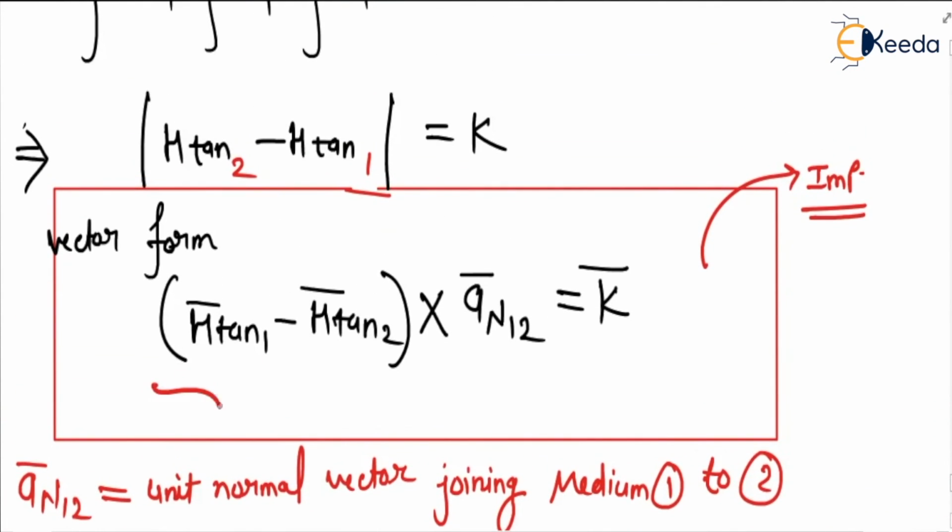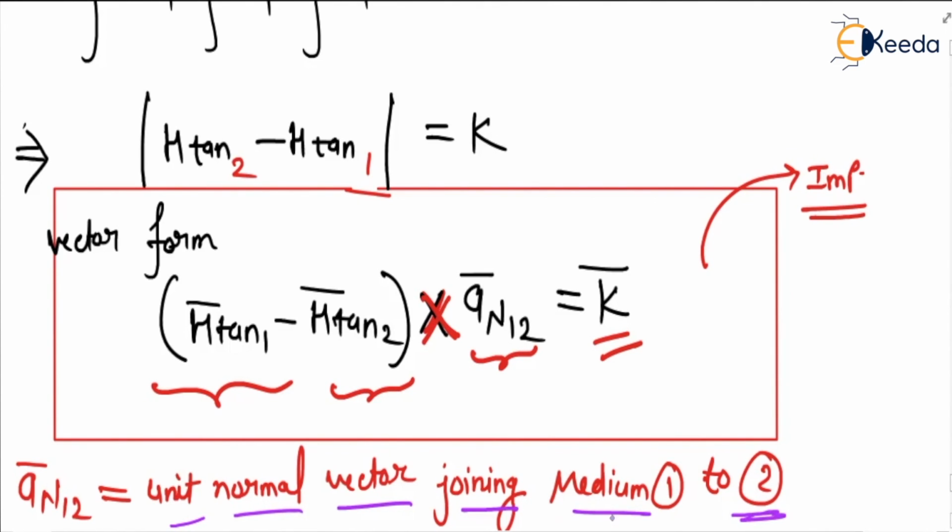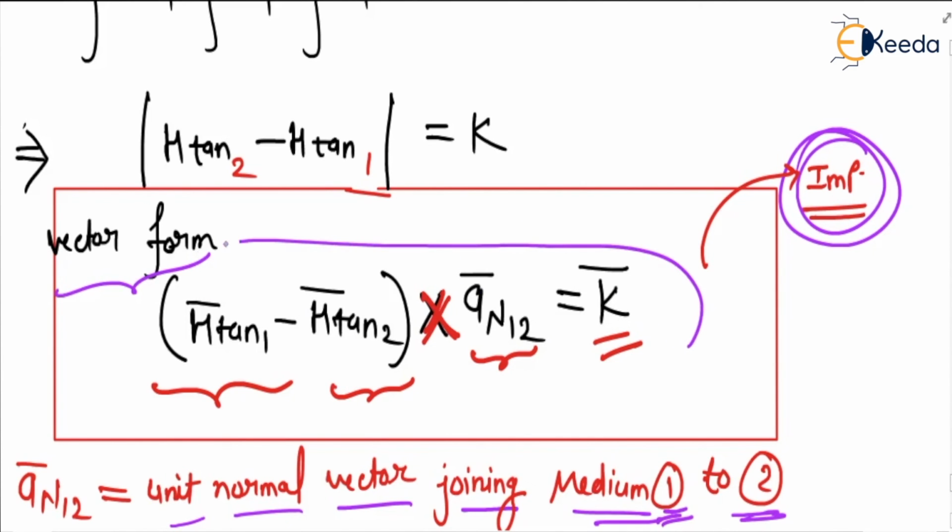Its vector form is H tan1 minus H tan2, cross product with a_N12, is equal to K. But what is a_N12? a_N12 is the unit normal vector directed from medium 1 to medium 2. So (H1 minus H2) cross a_N12 is equal to K. This is the important condition. Numericals come in the GATE exam and other competitive exams from this condition. So this is very, very important from the GATE point of view.